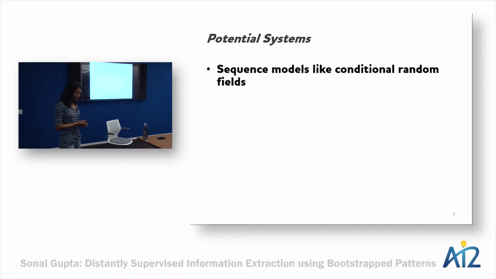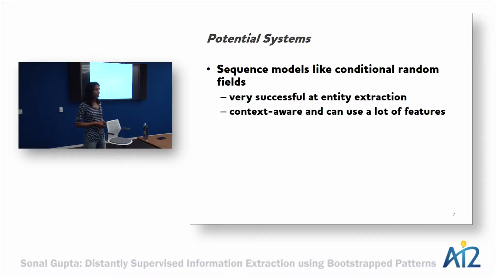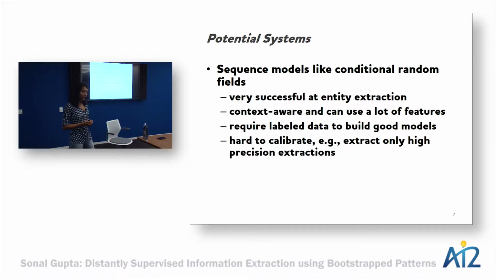And sequence models like CRFs, they are very successful at entity extraction. If you want to just extract names and locations and organizations, they're really good at that. And the reason is because they're context aware. They look at the things on the left, things on the right, and they can use a lot of features. But they also require large amounts of labeled data. And it's hard to calibrate them. So you can't just say that I want to extract only high precision extractions. It's harder to have thresholds on CRFs, for example.